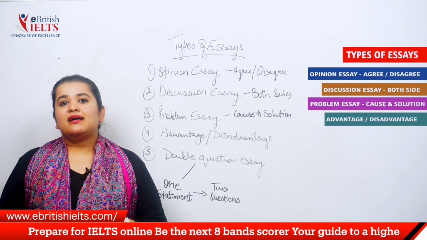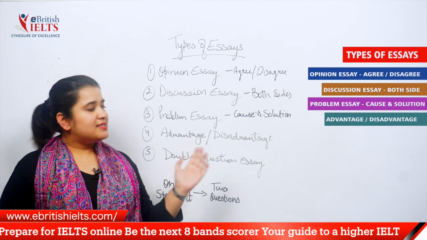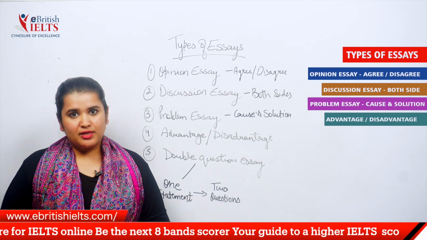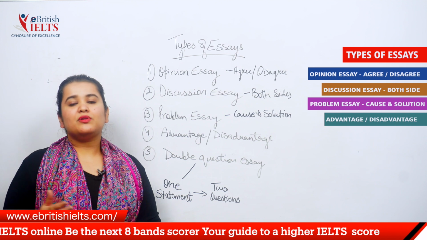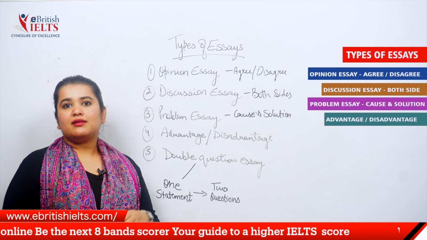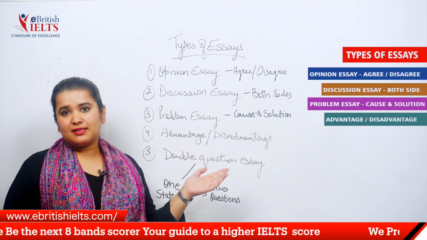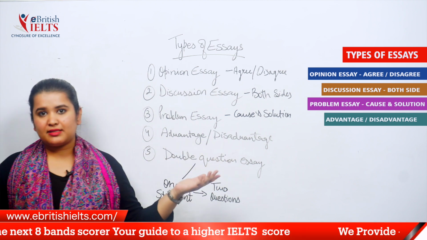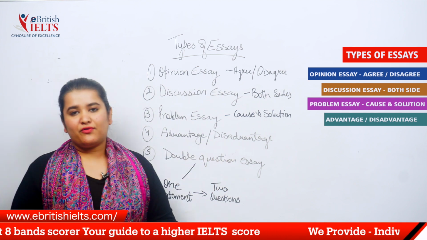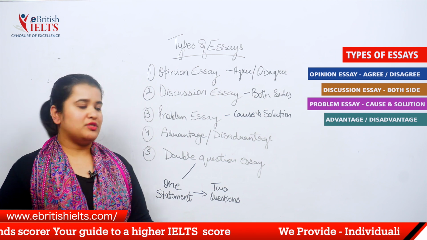The fourth is the advantage and disadvantage essay. As the name suggests, it's pretty straightforward. You'll be given a statement and then you'll be asked to state the merits or the benefits or the demerits or the shortcomings of that problem or of that notion.